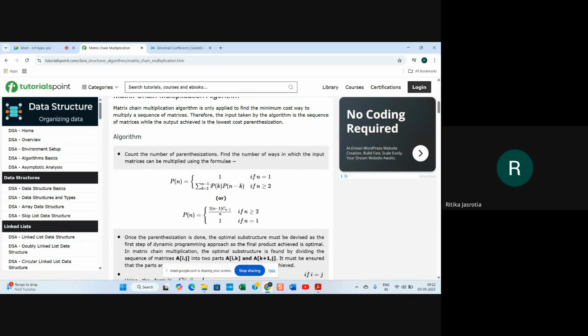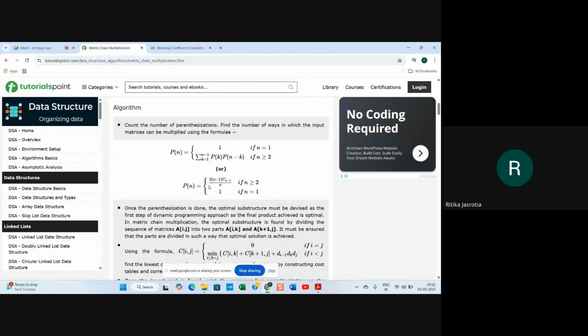sigma k is equal to 1 to n minus 1, or I think it is n equal to 1 or n minus 1. Pn will be 1 if n is equal to 1, and Pn will be equal to Pk into Pn minus k if n is greater than or equal to 2, right? Or Pn is equal to 2n minus 1 C n minus 1 divided by n if n is greater than or equal to 2, and Pn is 1 if n is equal to 1.